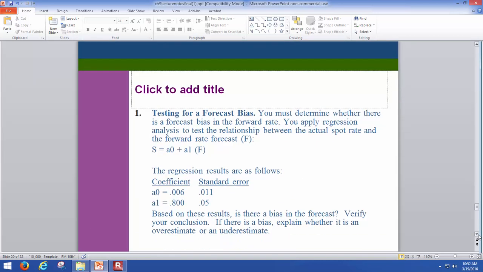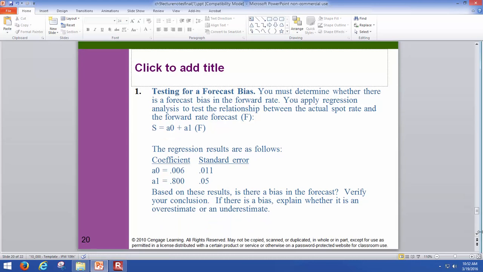Okay. So this one, testing for a forecast bias: you must determine whether there is a forecast bias in the forward rate. You apply regression analysis to test the relationship between the actual spot rate and the forward rate. Basically here, you are running a regression which says that the spot rate is given by A0 plus A1 times F. When you ran the regression, the variables you find are A0 equals 0.006, A1 equals 0.8, and standard errors are 0.011 and 0.05. So how do we do that? It looks like A0 is significant in terms of economic significance.